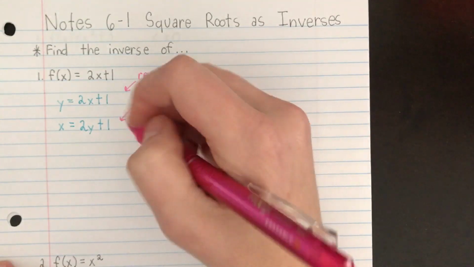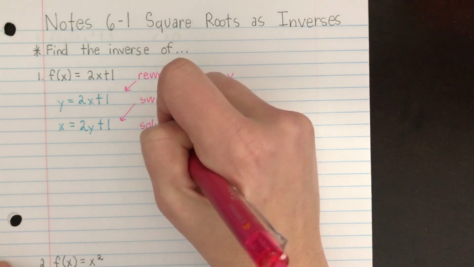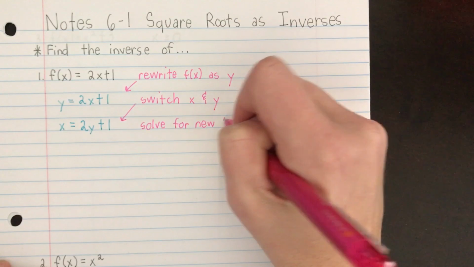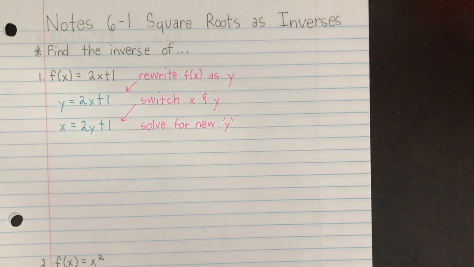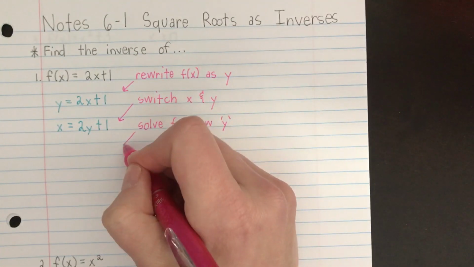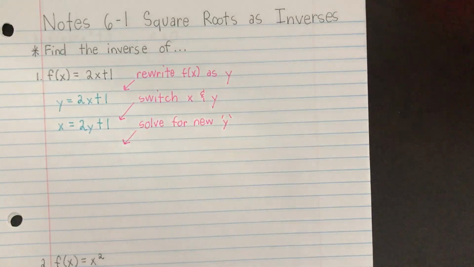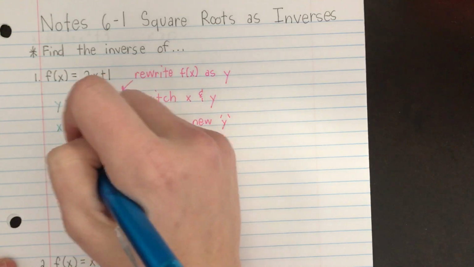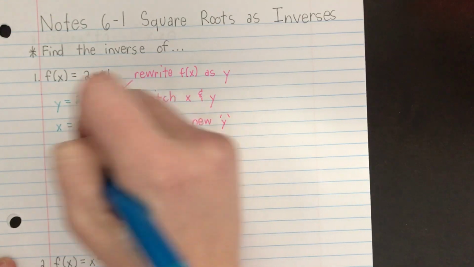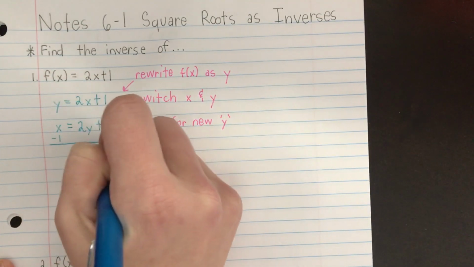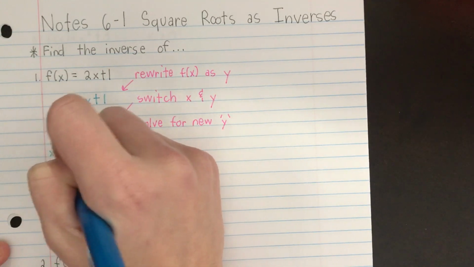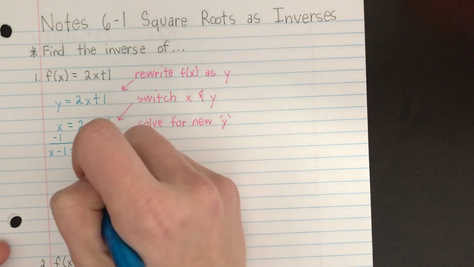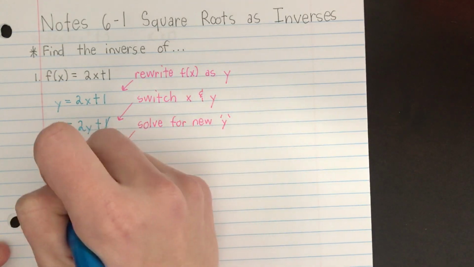Then you're going to solve for the new y. Again, this is something we have done before. So x equals 2y plus 1. We're going to minus 1 minus 1. So we're going to have x minus 1, because you can't combine those two terms, equals 2y. And then you're going to divide both sides by 2.